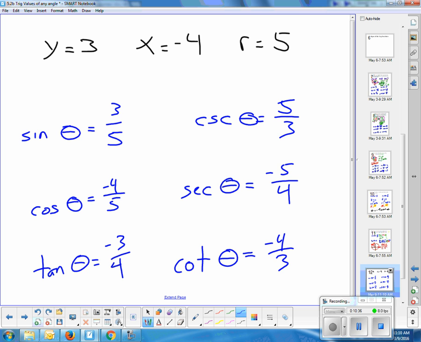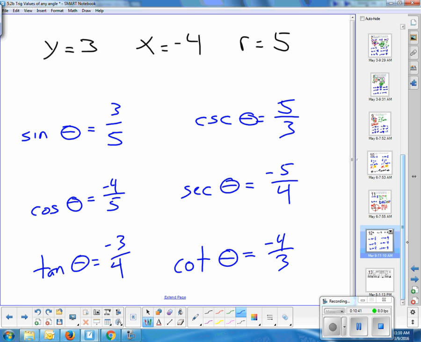So, just a few examples to get you going, to work through some problems, starting to use and get comfortable with the circular definitions of the trig functions. Hope you found it helpful. Thank you.